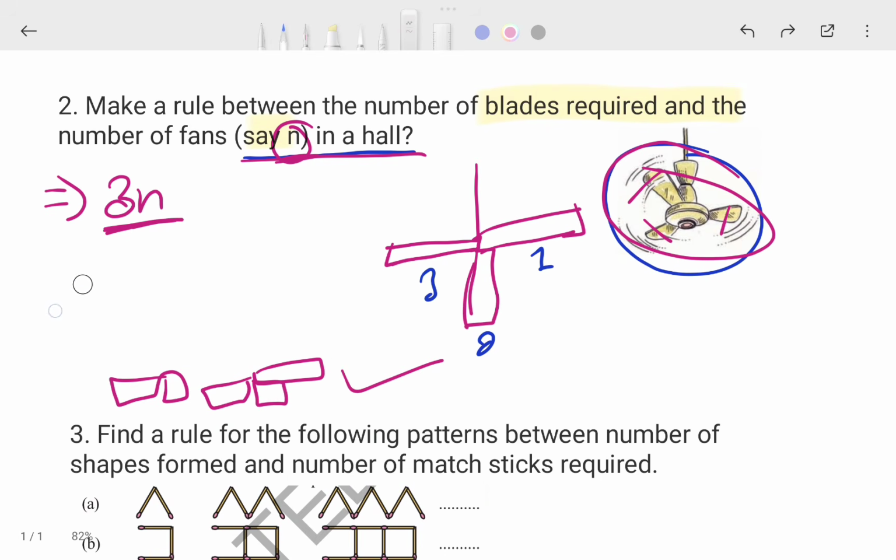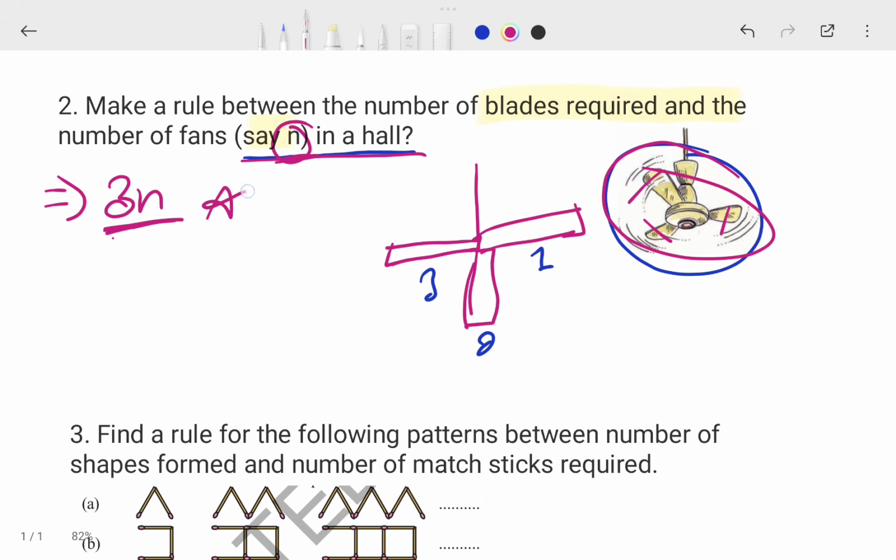Because we don't know how many fans are in the hall, but if it is 2 fans, 3 fans, 5 fans in the hall, each has only 3 blades. So we write 3 into n equals 3n. Okay, so generally this is our answer here. Is it clear to you?